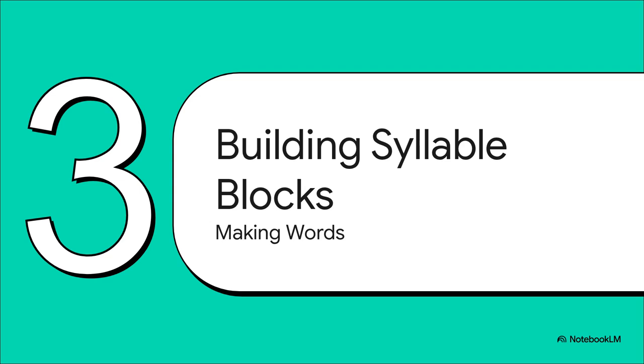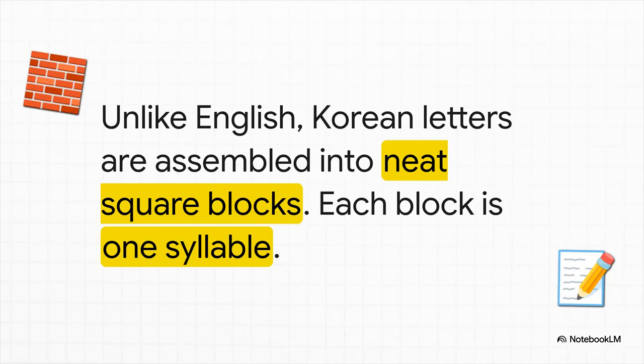Okay, so we've got our vowels, we've got our consonants. Now for the magic trick. How do they actually stick them together to make words? See, unlike English, where we just write letters one after another in a big long line, Korean takes its letters and assembles them into these neat little squares.